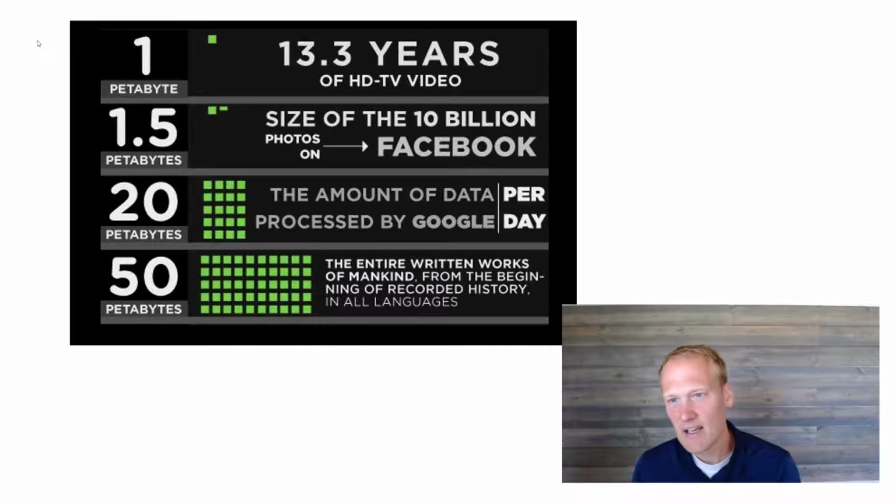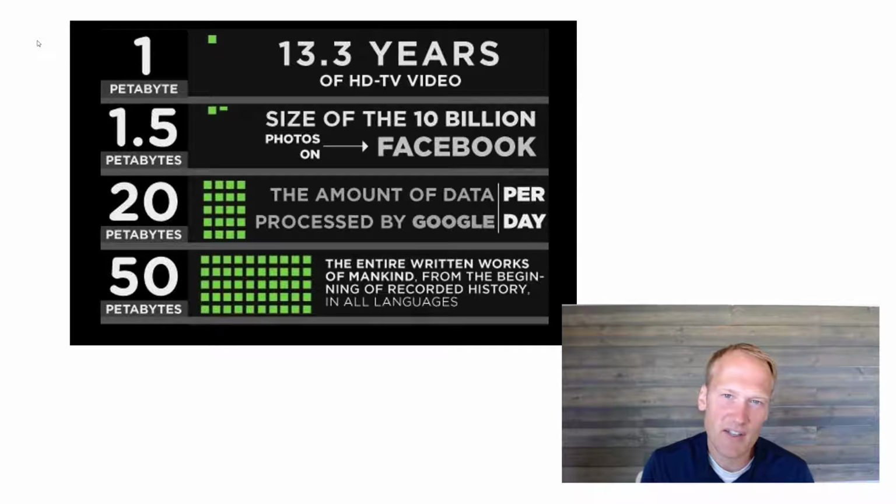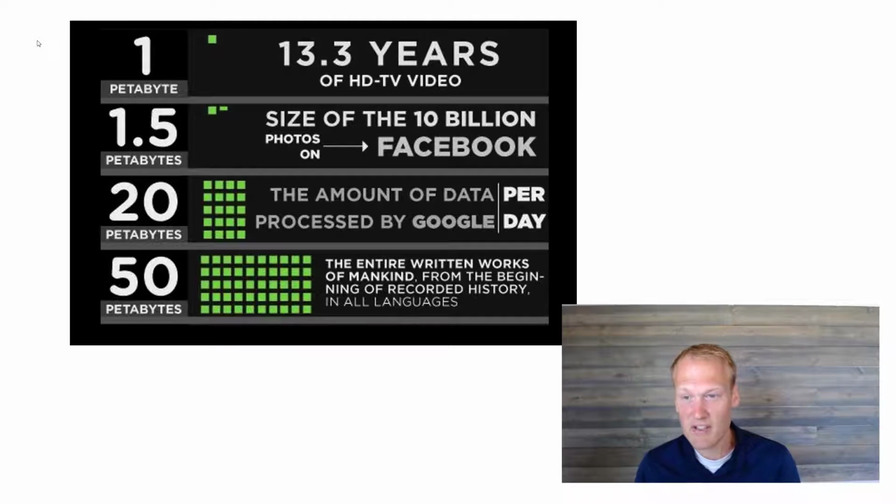Before we do, just to give you an idea, we are starting to get to terabytes. If you have a computer at home, you probably have a terabyte hard drive at this point in time, maybe if it's a newer computer. We're starting to store things in the cloud, so that changes. But petabytes would be the next place to go after a terabyte. A petabyte could hold 13.3 years of HD video. And 1.5 petabytes is the size of 10 billion Facebook photos.